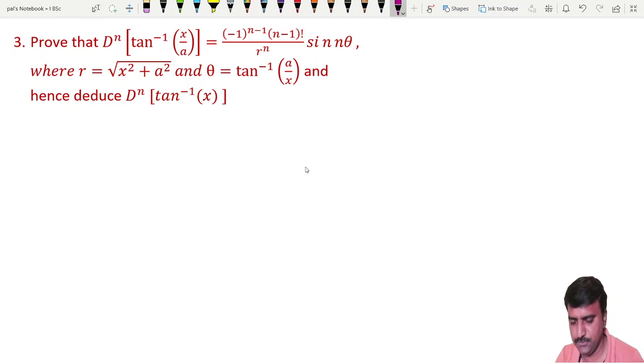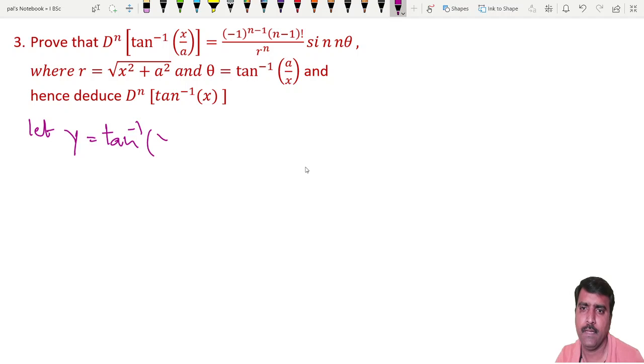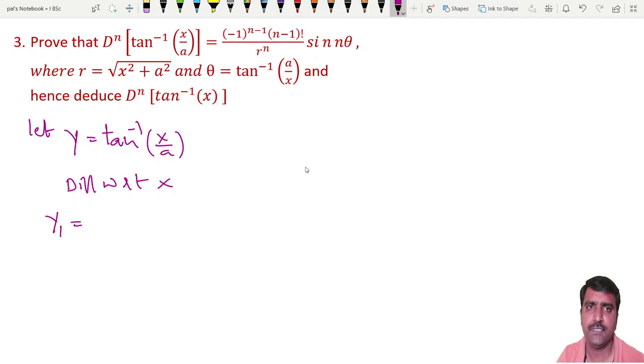So let y is equal to tan inverse of x by a. Differentiate this with respect to x. Differentiation of y is y1. y1 is equal to the differentiation of tan inverse of x, which is 1 by 1 plus x square.